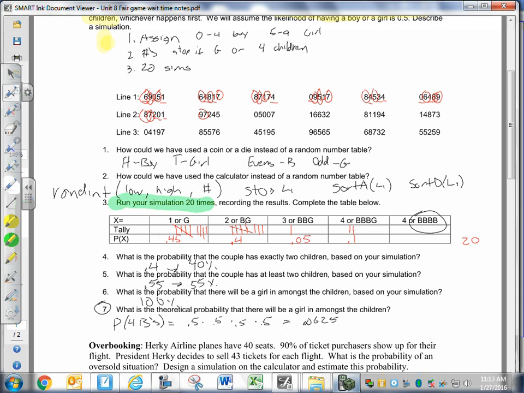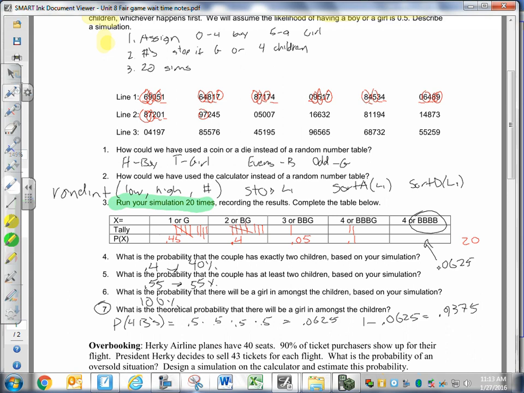What is the probability that we will have a girl amongst the children if I know the probability of getting four boys is 6%? Exactly. Take one, subtract that from it. That will be the remaining possibilities, which all include a girl, which is 0.9375. Okay, so it turns out this probability right here should be closer to 0.0625, even though it's zero.